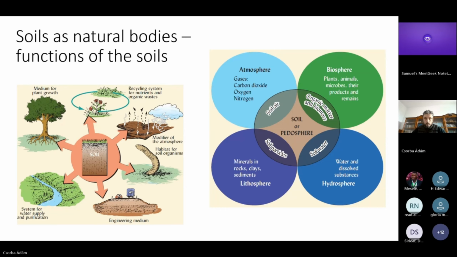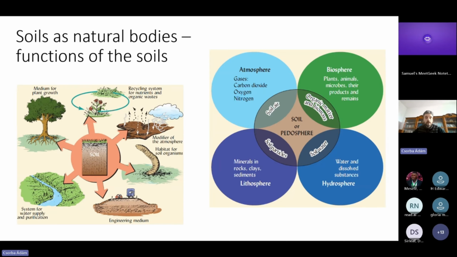The air in the soil, the air that fills up the pores in the soil, comes from the atmosphere. The water that can fill up the pore space in the soil comes from the hydrosphere. The minerals in the soil, the clay minerals, for example, they are coming from the lithosphere, and the organic material and the living biomass in the soil, it comes from the biosphere.